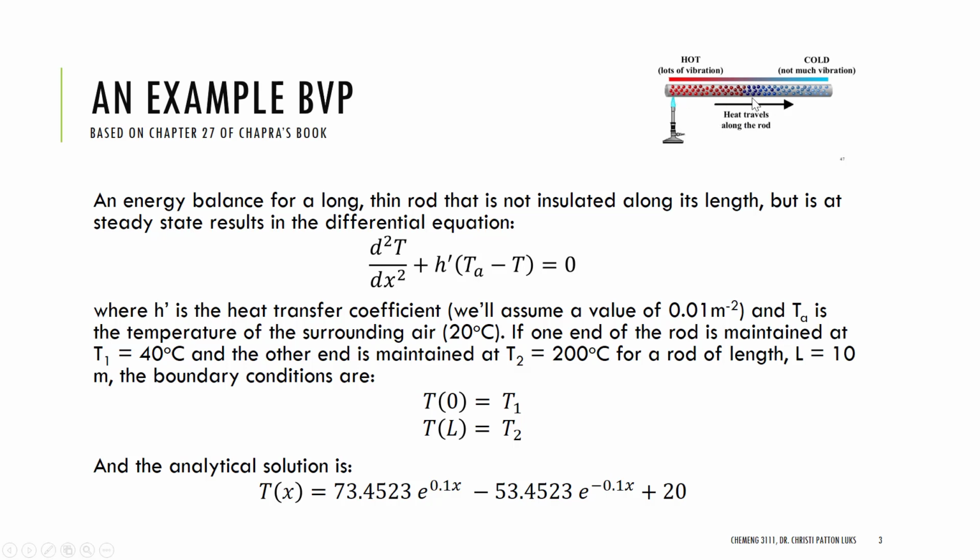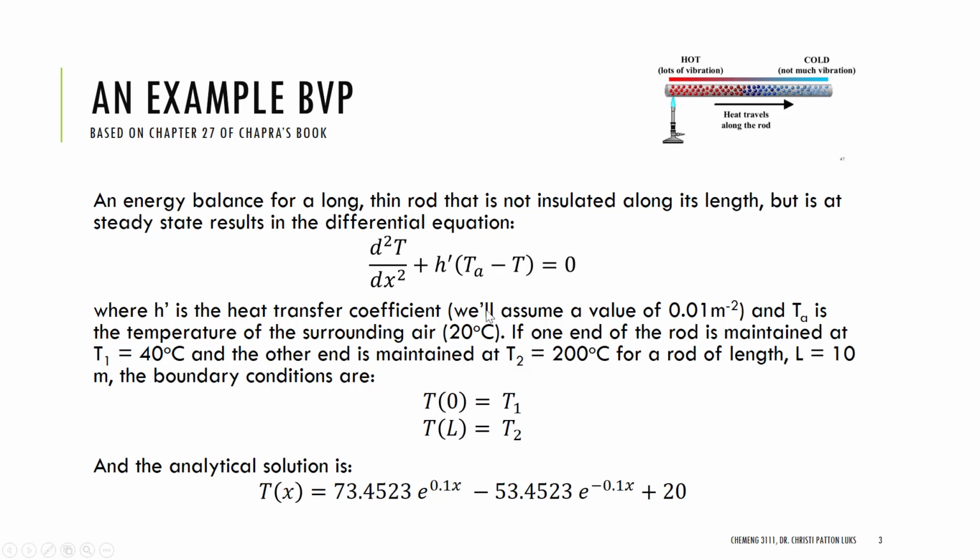And we want to know the temperature as we move along the rod if we have a fixed temperature at each end. And so in this particular case, we've got surrounding air at 20 degrees C. We have a 10-meter long rod. On one side, it's 40 degrees C, and the other is at 200 degrees C. And we'll use an h' value of 0.01 meters squared.